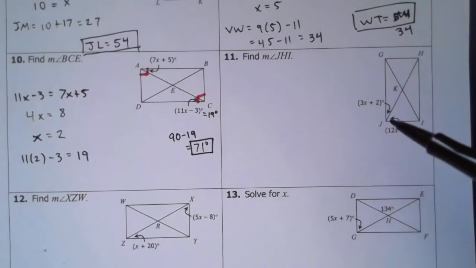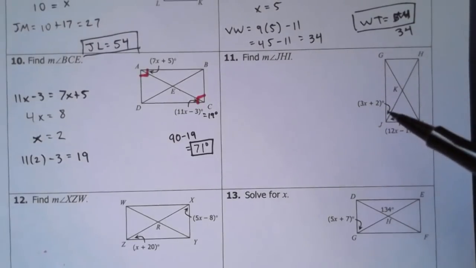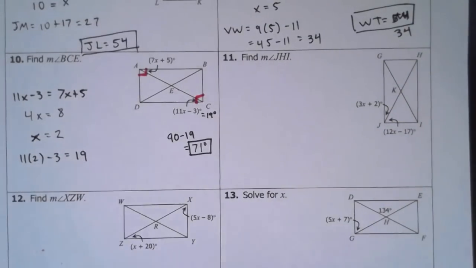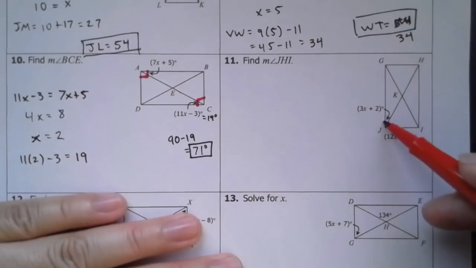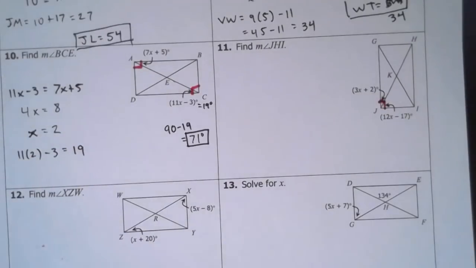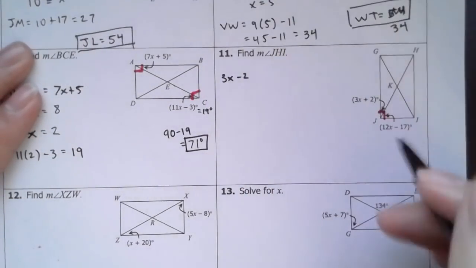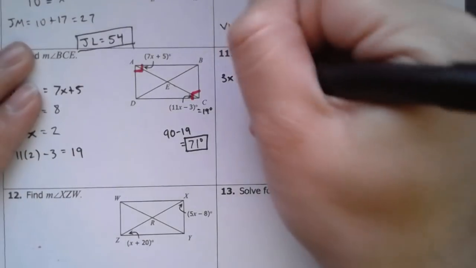Number 11, find the measure of JHI. Here's JHI, and then I'm giving these two here. Okay, so let me use red. This is 90 degrees. They give me both angles here, and together they make 90 degrees. So let's use that expression. So I have 3x minus 2, that's that one. Oops, 3x plus 2.